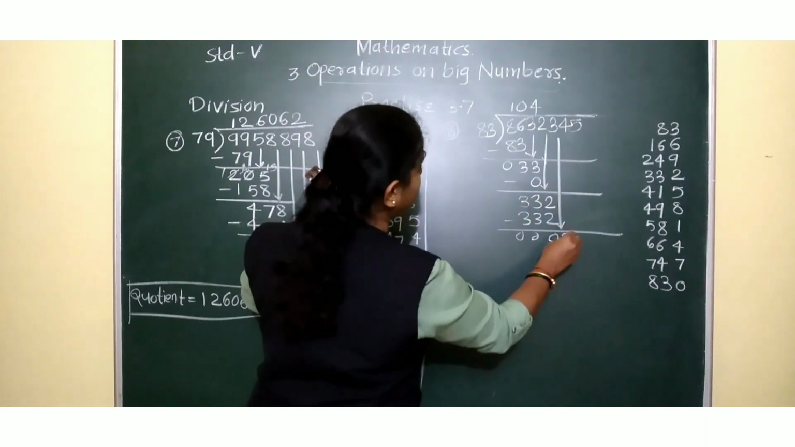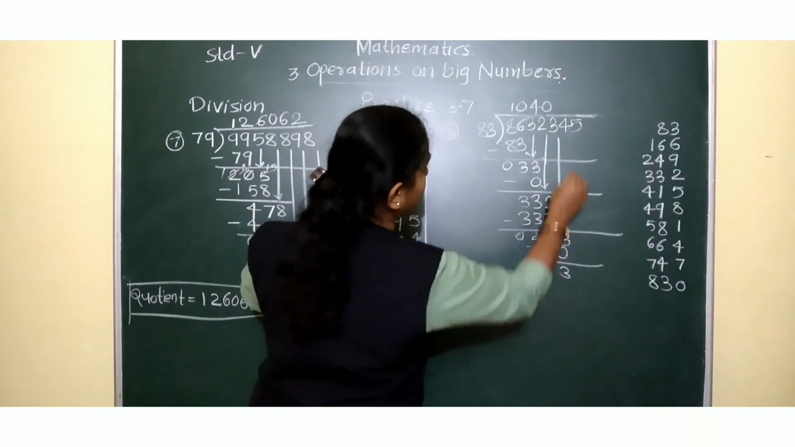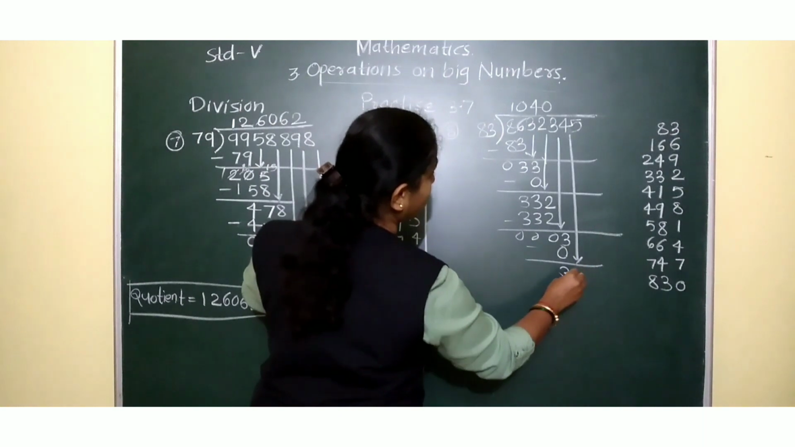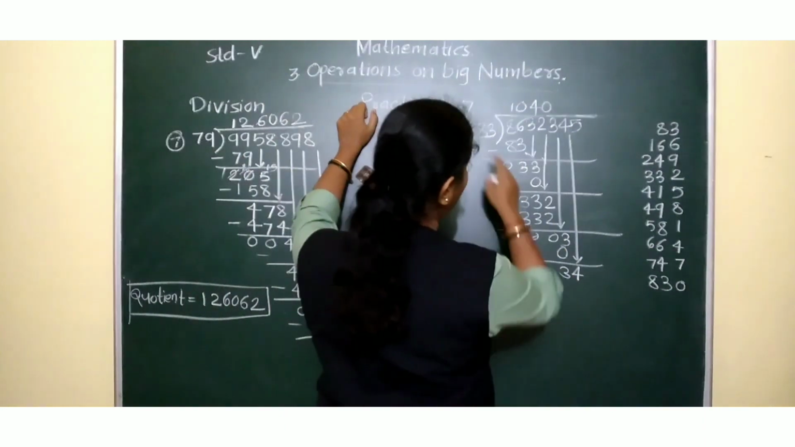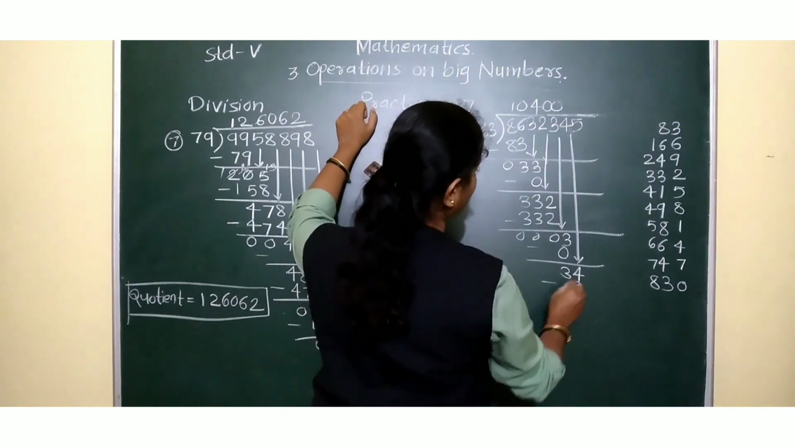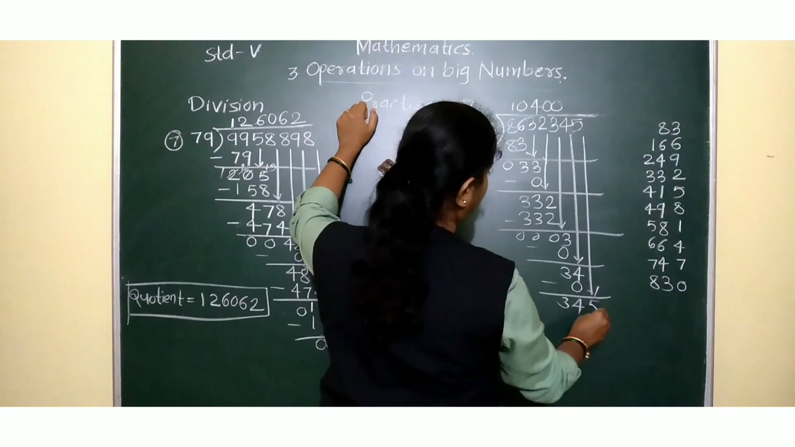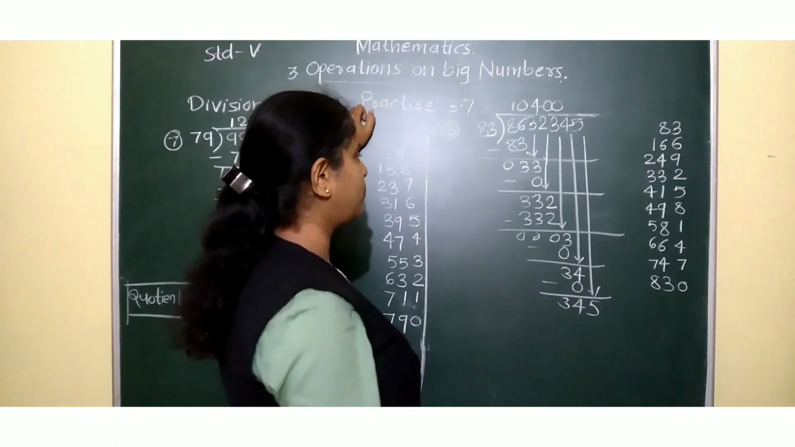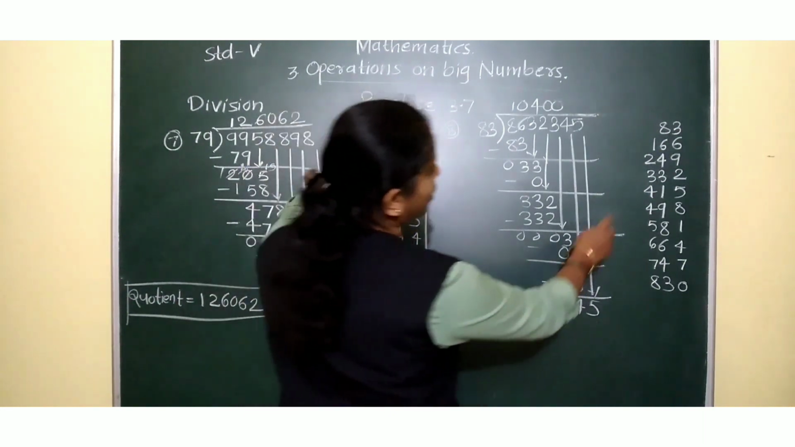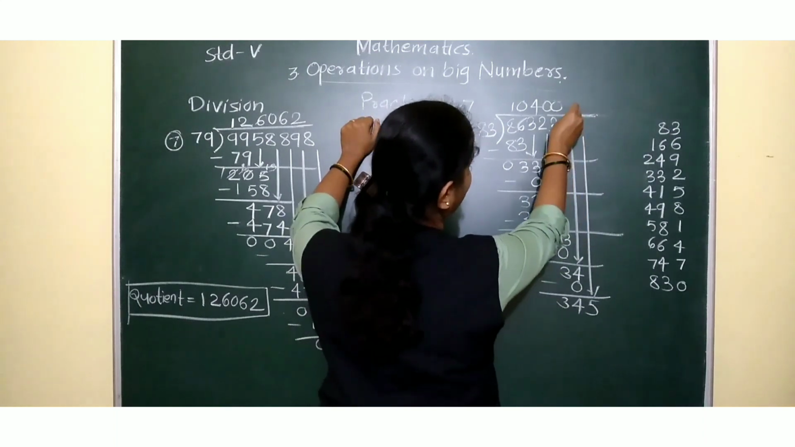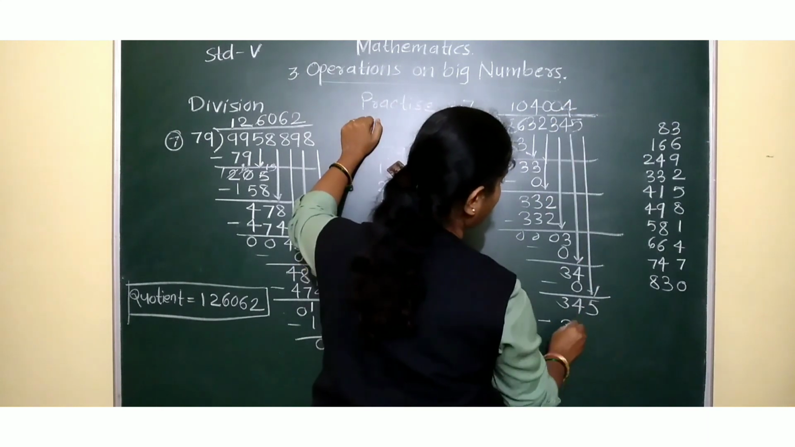Take this 3 down. Can we divide 3 by 83? No. So 0. Take the 4 down. Now, can we divide this 34 by 83? No. So again 0. And take this 5 down. Okay. Now 345. Can we divide this 345? Now which number is close to this? This one. 332 at 4th place, correct? 83 4s are 332.